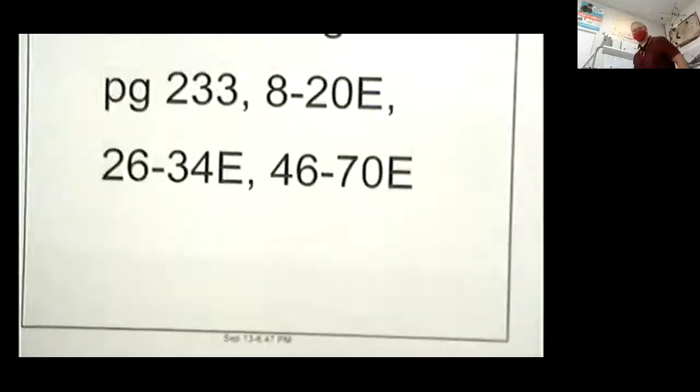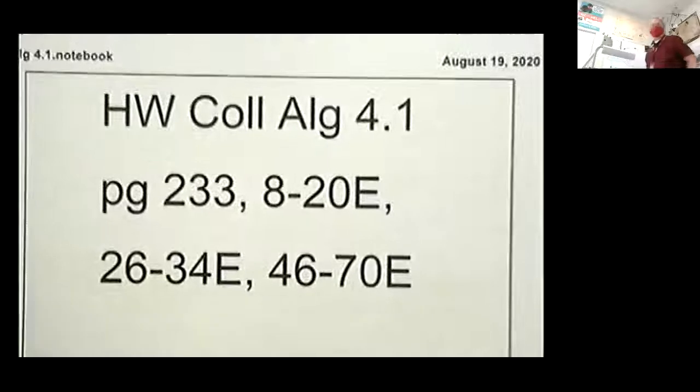Here's your homework assignment for lesson 4.1. Page 233, problems 8 through 20 evens, 26 through 34 evens, and 46 through 70 evens.